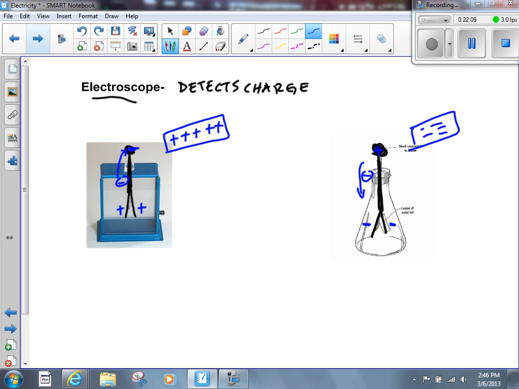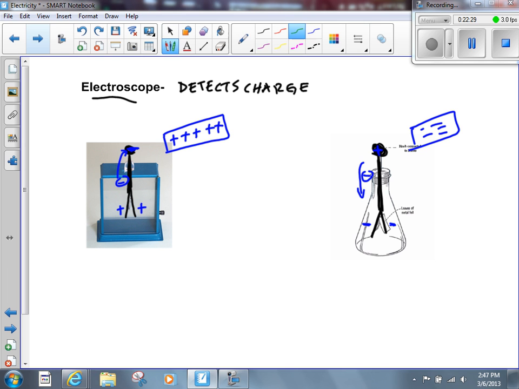Like charges repel. So in both cases, when I bring a positive rod or a negative rod nearby, the leaves are going to repel. Remember what we said a minute ago? It detects charge, but it doesn't tell you what kind of charge you have. So you can bring positive or negative nearby and you get the exact same result on the electroscope.